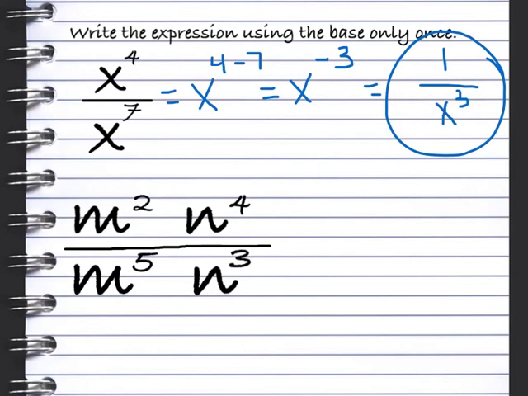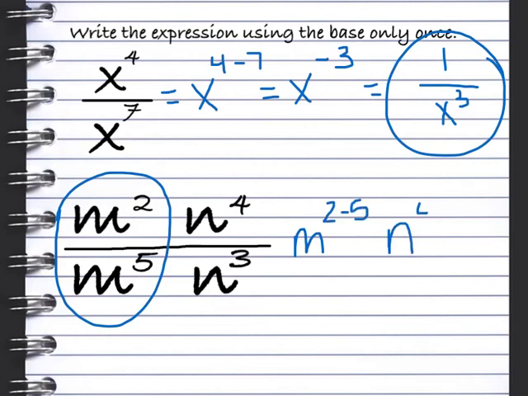So next example, you only subtract the variables that are the same. So we're going to have m to the 2 minus 5 times n to the 4 minus 3. When we work that out, we'll have m to the negative 3, n to the 1. Now again, what do we do when the exponent is negative? Move it to the other side of the fraction line. So our positive n will stay on the top. M to the negative 3 will become m to the 3.